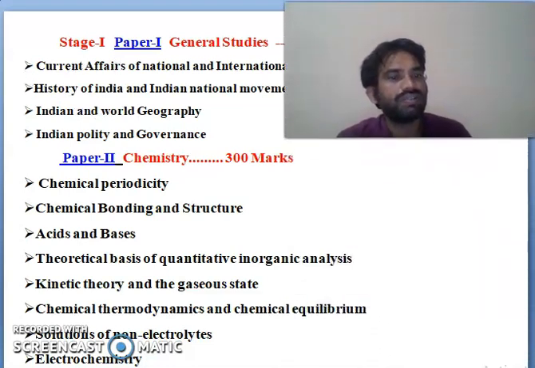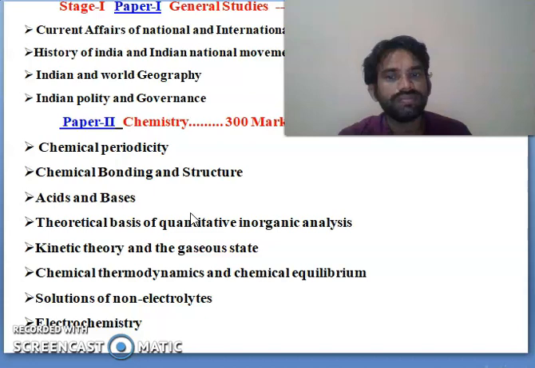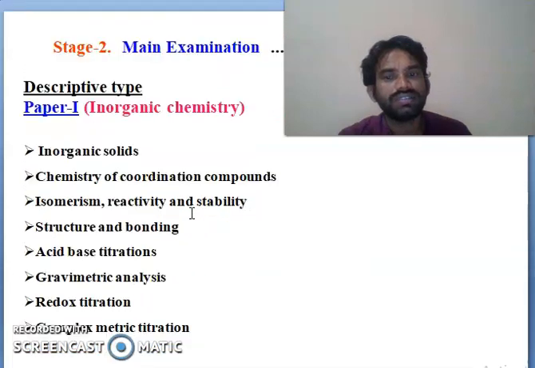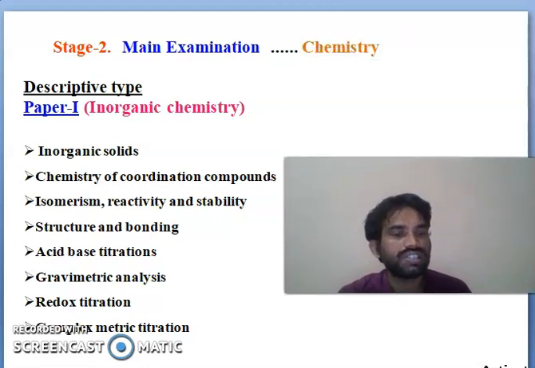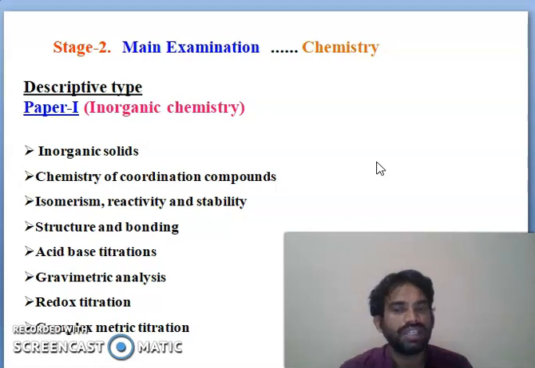Especially for chemist people, paper 2 under stage 1 is chemistry, 300 marks. These are the syllabus: chemical periodicity, chemical bonding and structure, acids and bases, theoretical basis of quantitative inorganic analysis, kinetic theory and the gaseous state, chemical thermodynamics and chemical equilibrium, solutions of non-electrolytes, and electrochemistry.